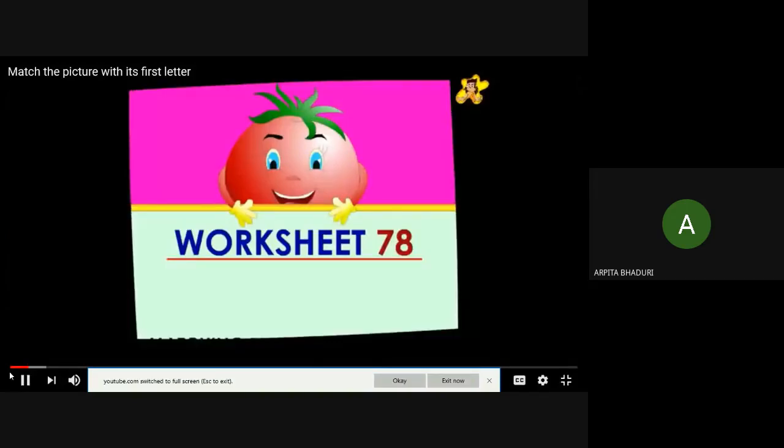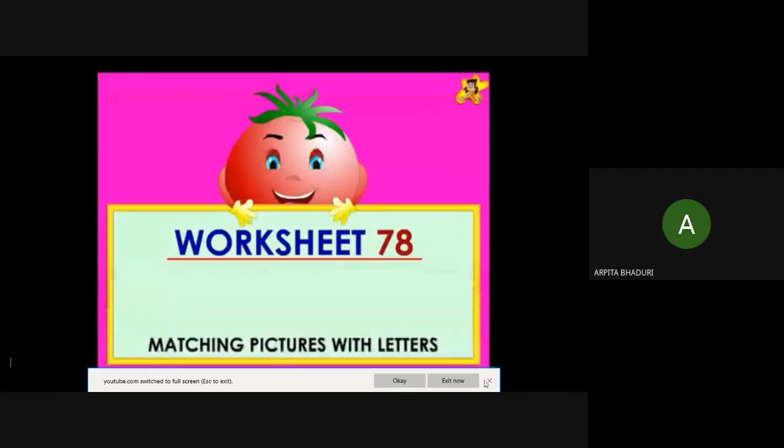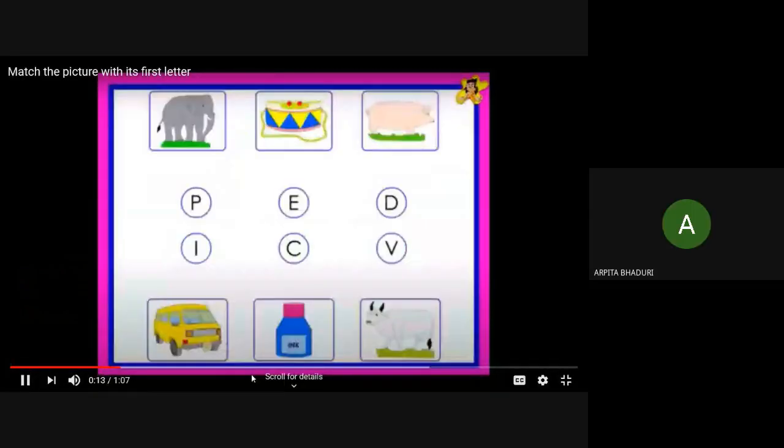Worksheet 78. Matching pictures with letters. Match the picture with its first letter. Now, can you see the screen? Yes, ma'am. Now, can you tell me what letter this animal will start with? E, elephant. Very good. And this will? D, drum. Very good. And this one is? P, pig. P for pig. Very good. Now this one is? This is van. V for van.